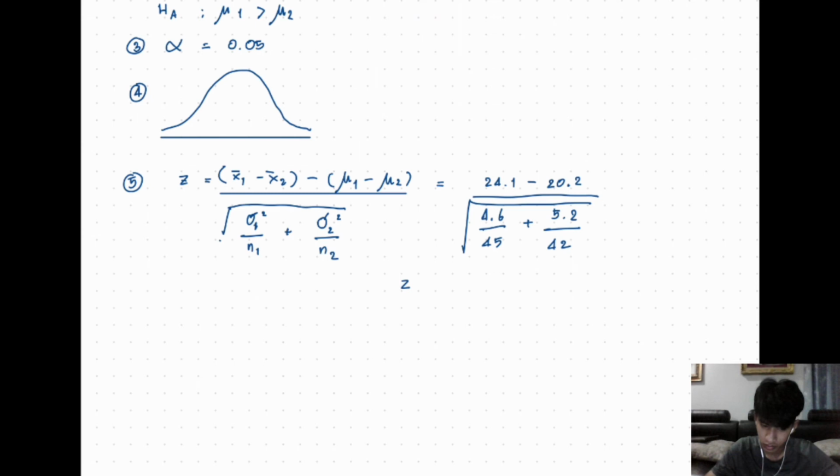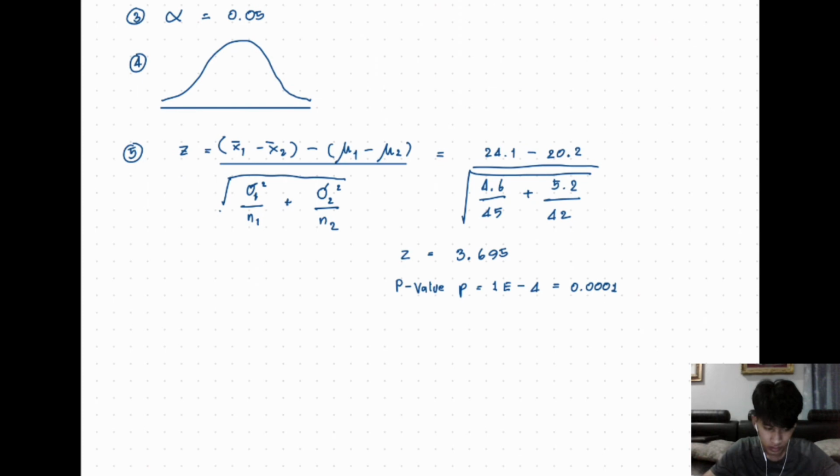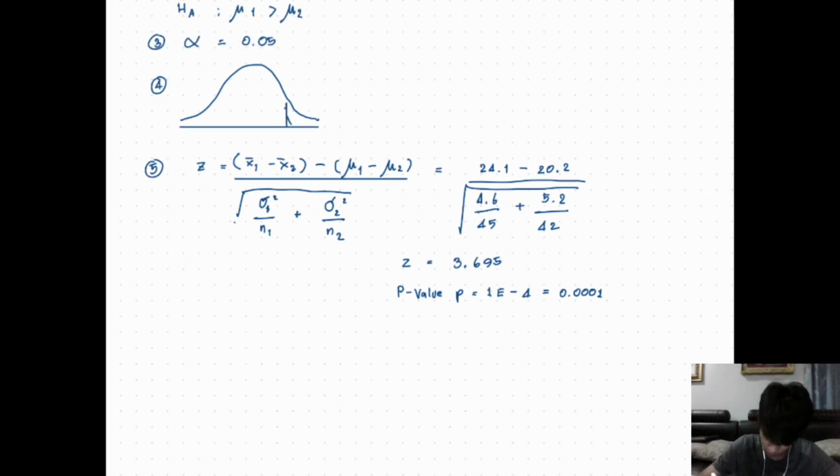P value is 1E minus 4, equal to 0.0001. Remember that this means 1 times 10 to the negative 4, which means that we really have 0.0001.